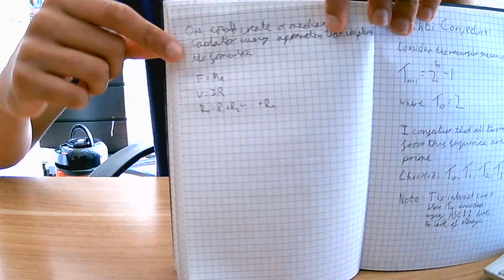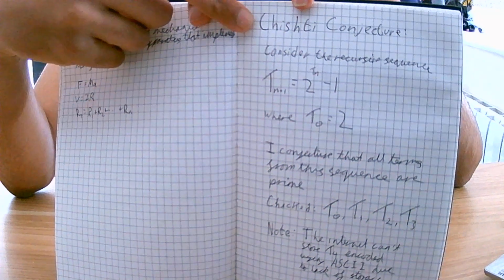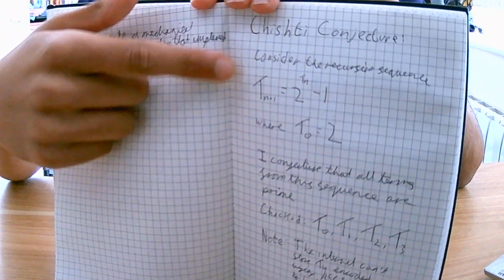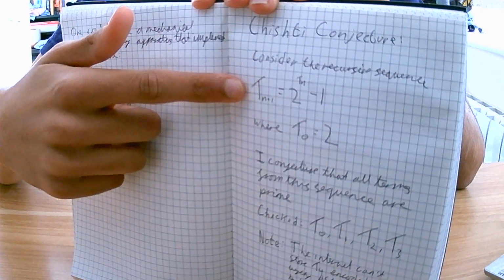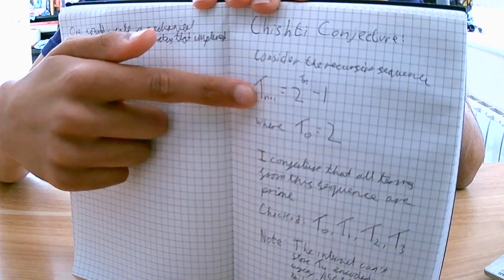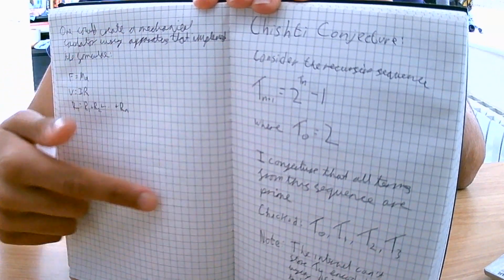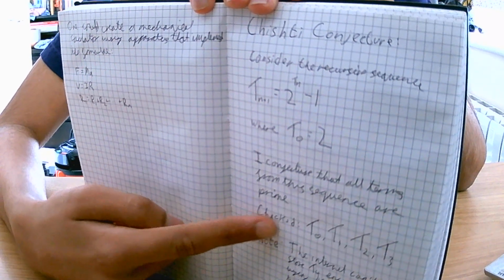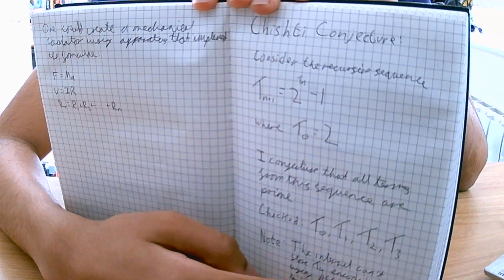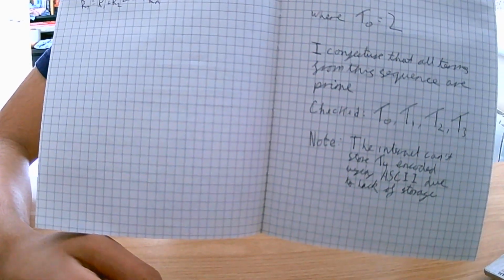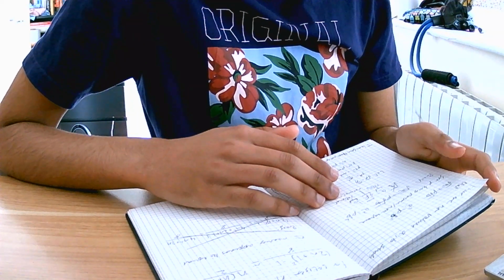And then we have the Chishti conjecture, which I think I put on this channel before as well, where I find that the recursive formula T(n+1) equals 2 to the power of T(n) minus 1, with the seed T0 equals 2, and we've already checked T0, T1, T2, T3, and they're all prime. The question is, does this primality continue to all outputs of this sequence?